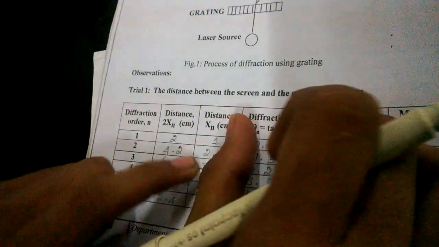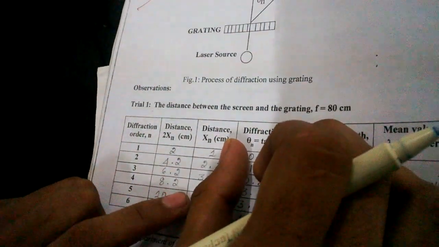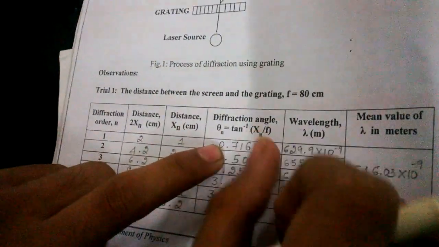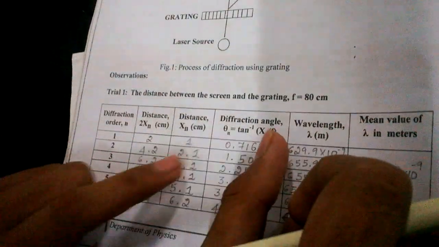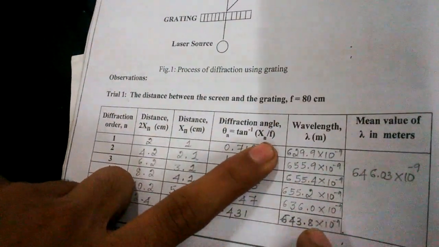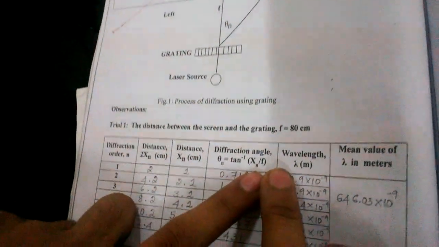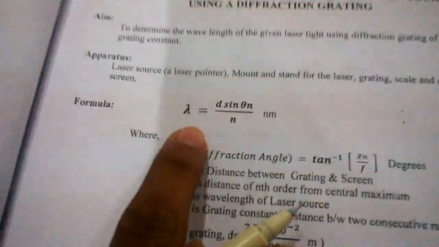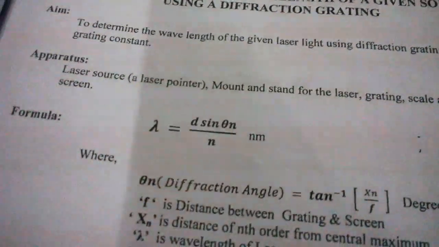Now here in the procedure, as you can see, you can find the 2xn values. After that, divide by 2 and you get xn. After finding xn, you can find theta n. Theta n is nothing but tan inverse of xn divided by f. Here f is the distance, which is 80 centimeters as we have taken it. After finding it, you can find the lambda. The lambda is given by the formula d sine theta n divided by n.